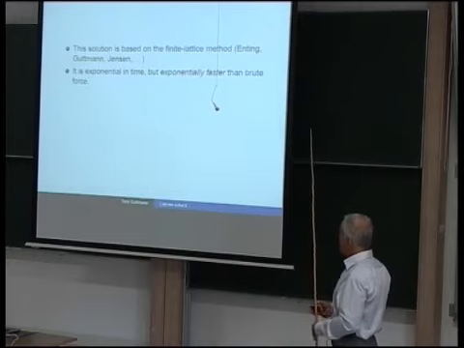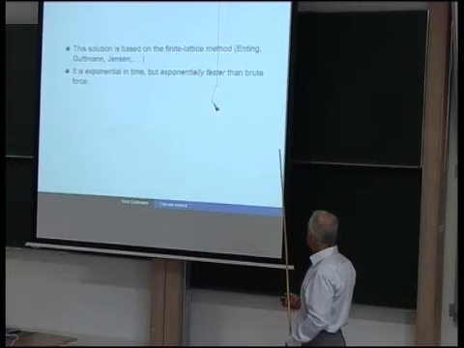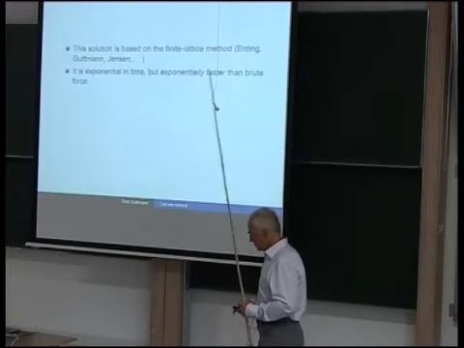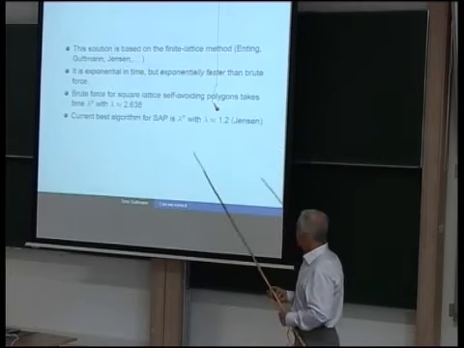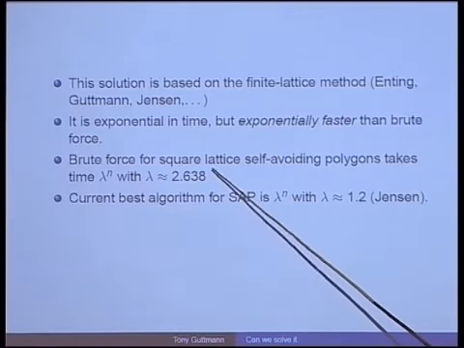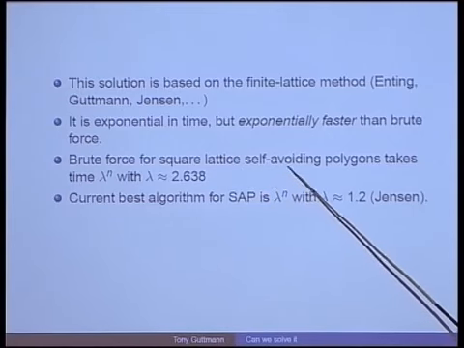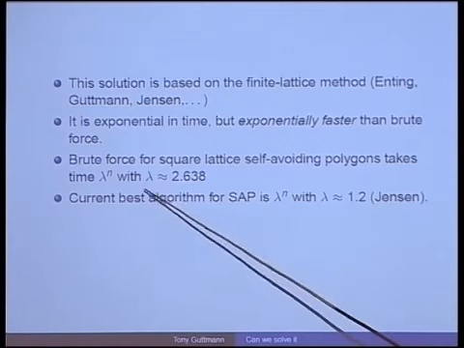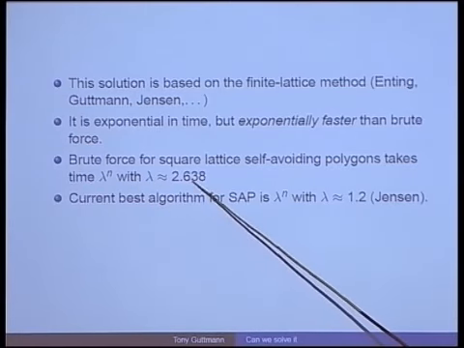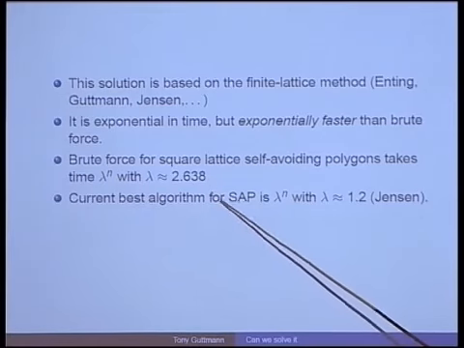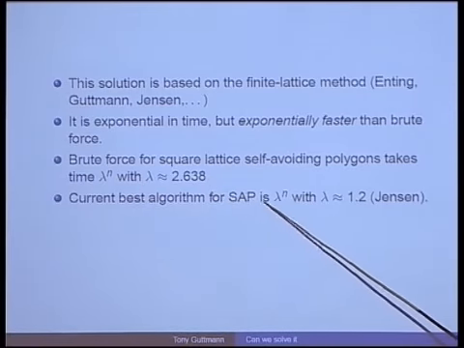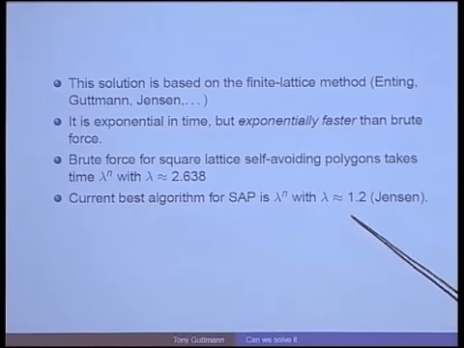It is still an exponential algorithm, but exponentially faster than the brute force algorithm I was outlining. To give you an idea of the sort of improvement one can obtain, square lattice self-avoiding walks or polygons take time lambda to the n with lambda about 2.638, whereas Jensen's best algorithm has reduced the lambda to about 1.2. So of course for the same computing resource you can go vastly further.